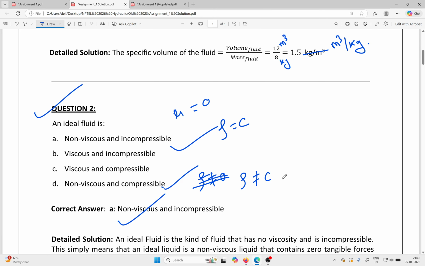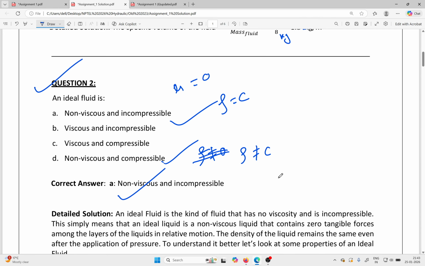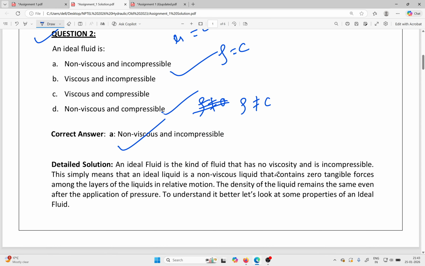Remember, the detailed solution is written very well here, so I'll just read and explain it for you. An ideal fluid is a kind of fluid that has no viscosity and is incompressible. This simply means that an ideal fluid is a non-viscous liquid that contains zero tangential force among the layers of liquid in relative motion. What is this line telling? I'll tell you.